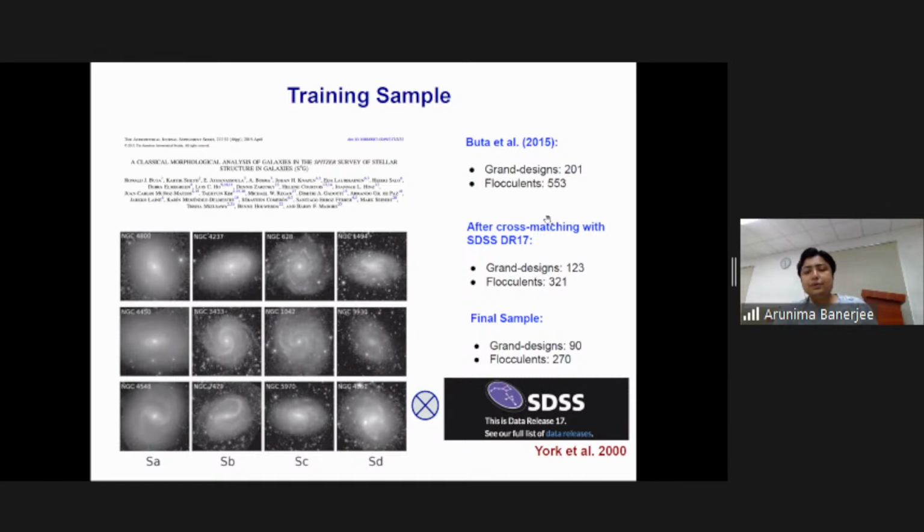As of now, there were only 200 and about 500 flocculant galaxies which were identified in the literature. So we used those as our training images, right? Like you have to give an alphabet book to the kid to get trained before you ask the kid to identify alphabets in a test. So these were our training images, the alphabet books. And we downloaded the clean images from SDSS.